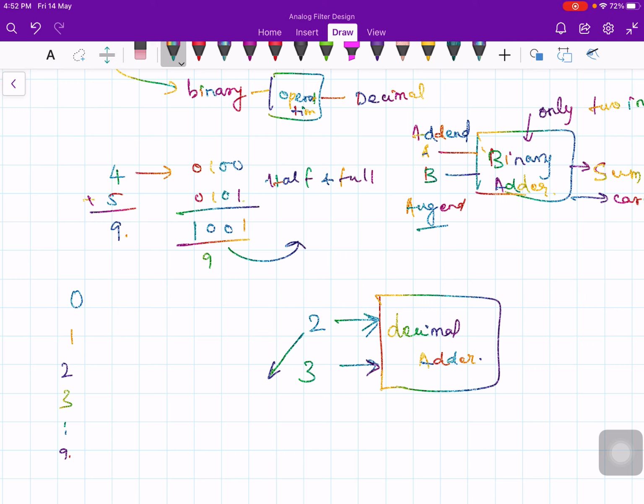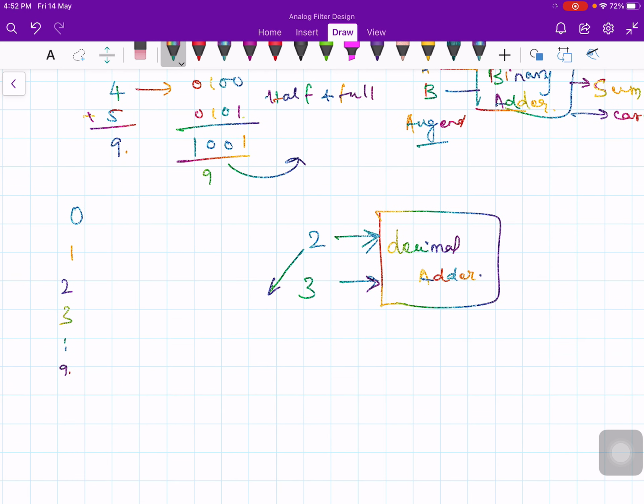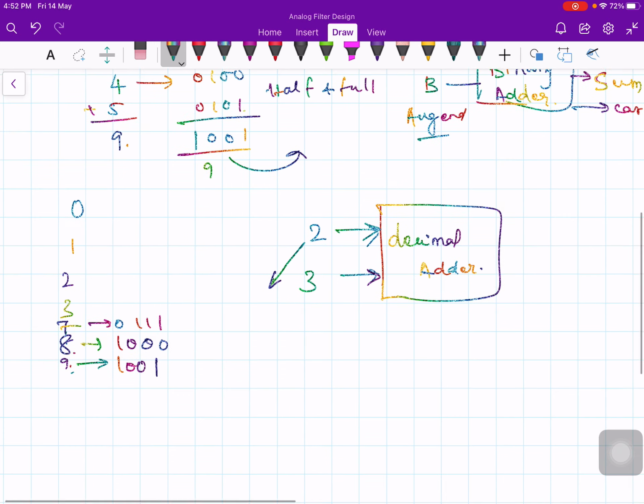So how many bits do I need? 3 bits or 2 bits or 4 bits? I need 4 bits. Why? Because for 9 I need 4 bits, 1 0 0 1. For 8 I need again 4 bits, 1 0 0 0. For 7 I need only 3 bits, but anyway 8 and 9 need 4 bits, so I'm going to use 4 bits to represent the decimal numbers.